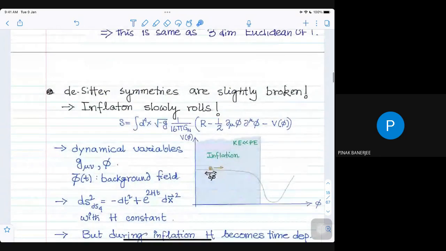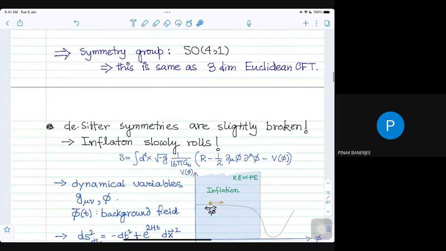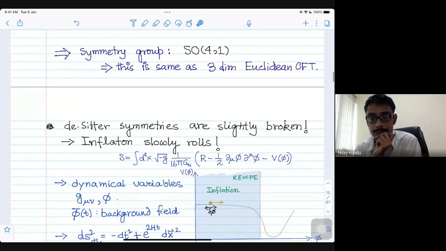Sir, we say that this is a CFT in 3 dimensions, but I think this should hold only for late times, right? Yeah, that's what I will come to. Okay.